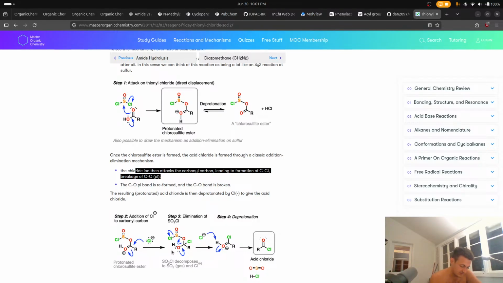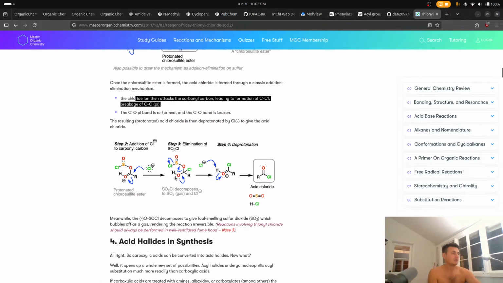And then we just have some base. Okay. All right, so this is how we form, or make, acid chlorides from carboxylic acids.